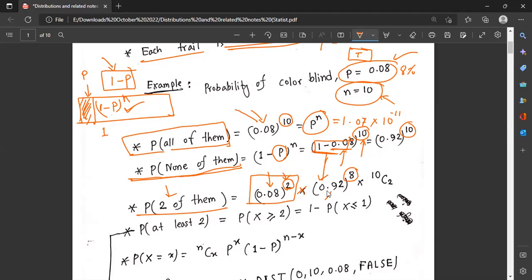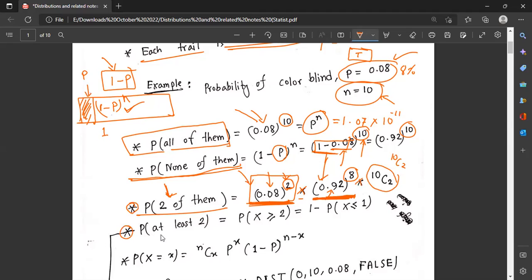So 1 minus P is 0.92. So we multiply with, so here are the people, those who are colorblind. So 2 of them are colorblind, the probability of 2 of them being colorblind, times the probability of the remaining 8 people, they are not colorblind. And then these 2 of them can be combined in different ways. So we write down 10C2, okay? So we multiply using 10C2. So this is the answer for the probability that 2 of them are colorblind.